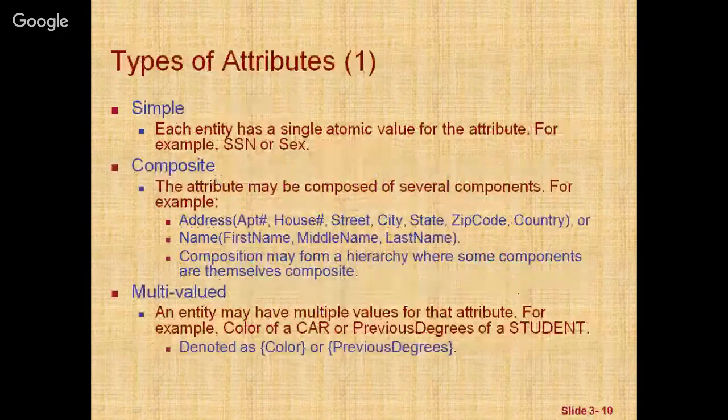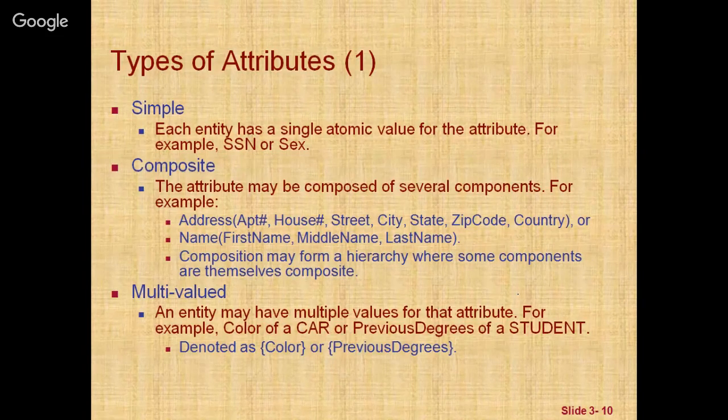Well, there are several types of attributes. For example, a simple attribute. Now, attributes that are not divisible are called simple or atomic attributes. This is also called atomic. Here, each entity has a single atomic value for the attribute. For example, social security number or sex. So here you have a single, atomic value for these attributes.